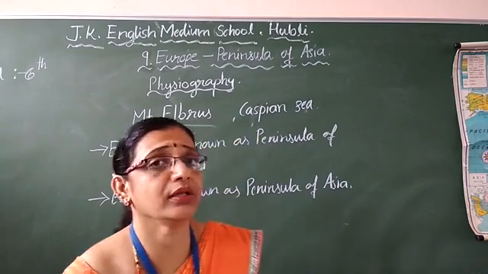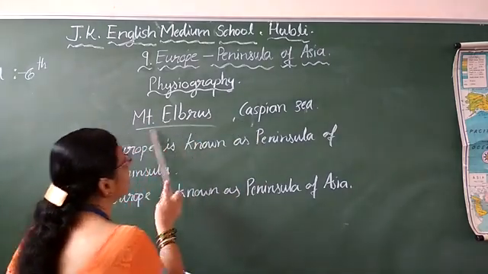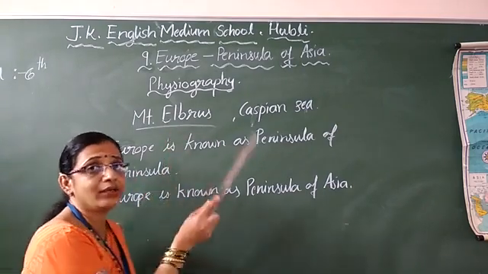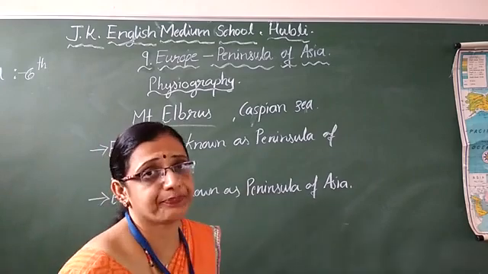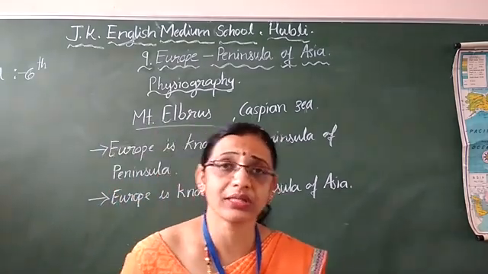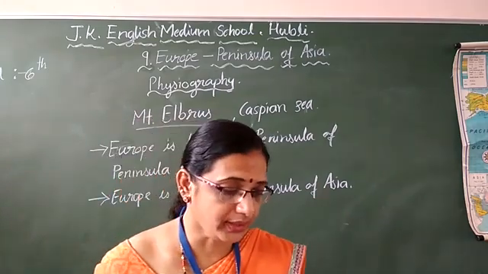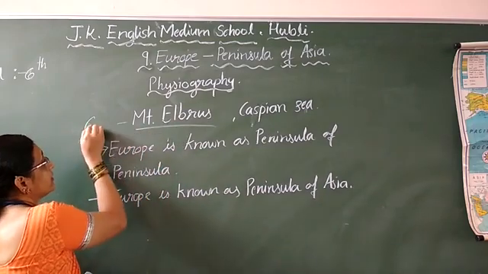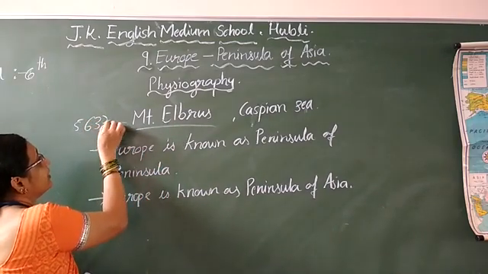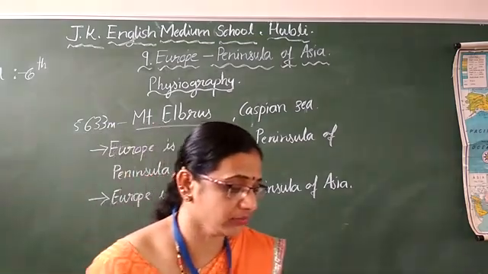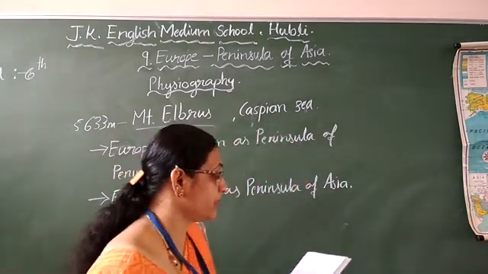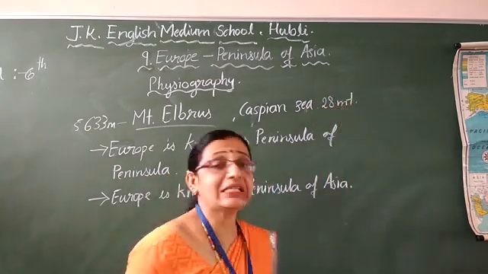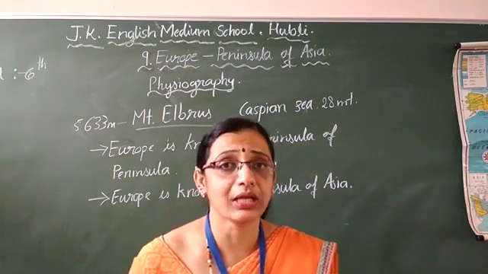Then the highest point in the Europe continent is Mount Elbrus. This is the highest point in the Europe continent, and the lowest point is the Caspian Sea. The Caspian Sea bed, that is the lowest point in the Europe continent. What is their size? This Mount Elbrus is 5,633 meters in height. Then the lowest point, the Caspian Sea, is 28 meters less than the sea level.